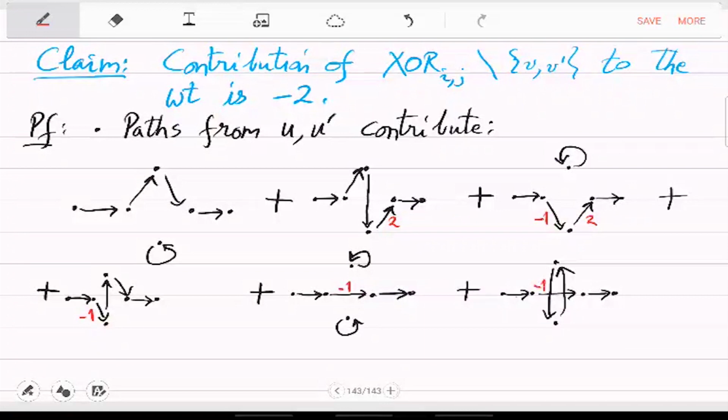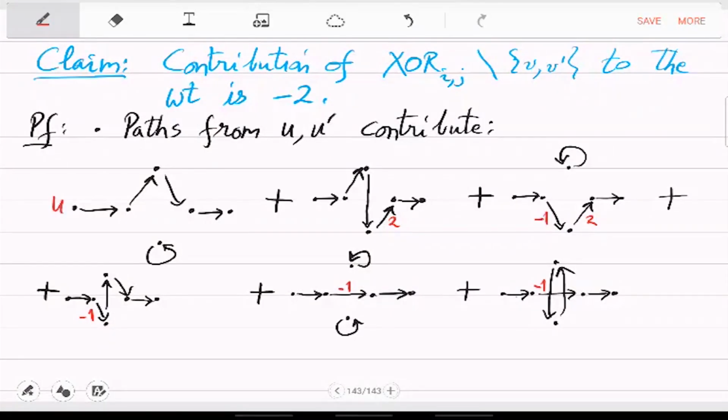Right, so you can actually check that from U to U prime. If you are using this path, then that's how the contribution to the cycle cover is done, right? Because you are forced to use this left edge, outgoing edge from U and incoming edge to U prime. This is U here, this is U prime. So there are these possibilities that come up.